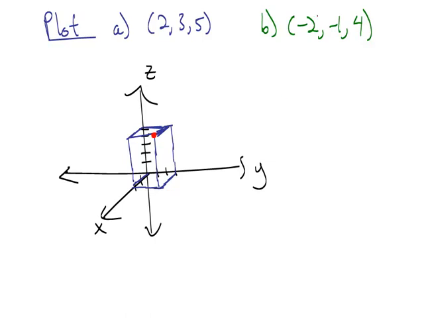Now this one might be a little bit more difficult. -2, -1, 4. So here I'm going to go back 2 on the x-axis. So I have to go, thinking this is our negative x-axis going into the screen, I'm going to go back 2, to the left 1 on the y-axis, and then up 4. So let's see if I can get there from here. I'm going to go back 2, to the left 1, so let's form a little box there, and then up 4.